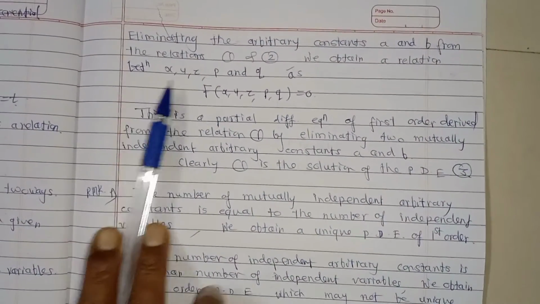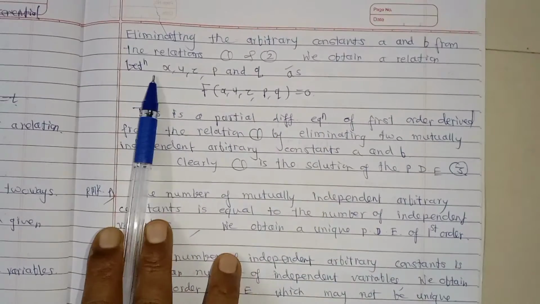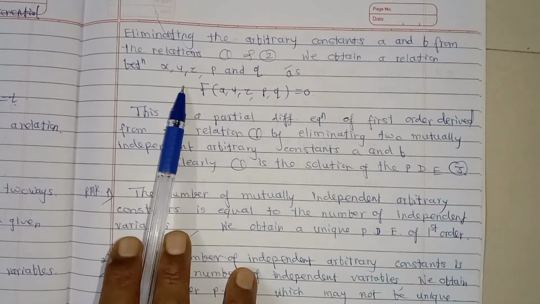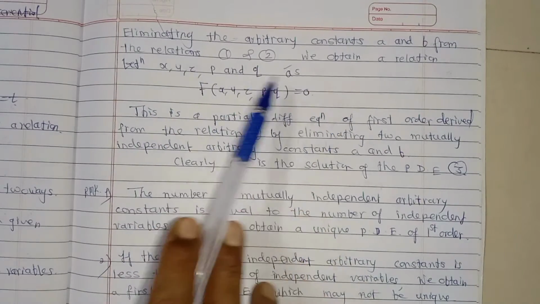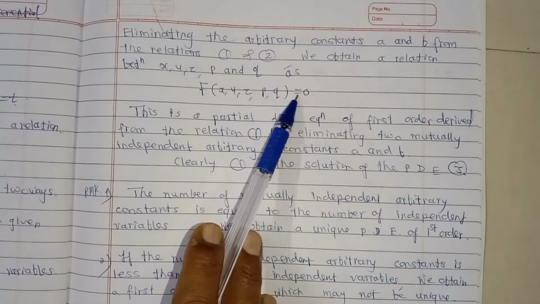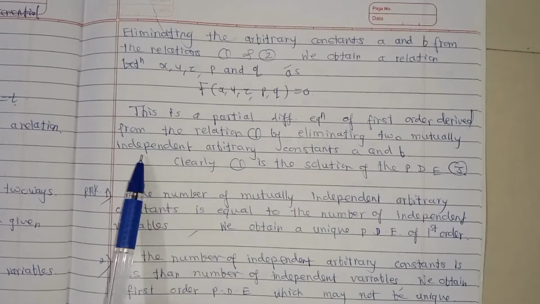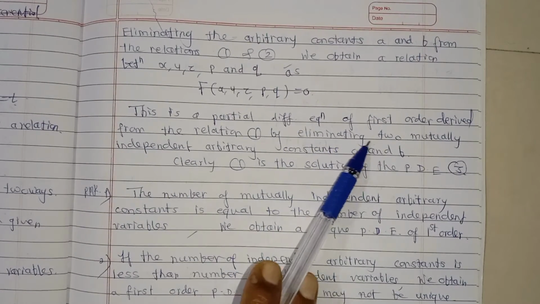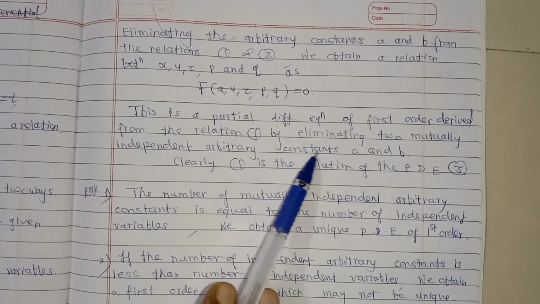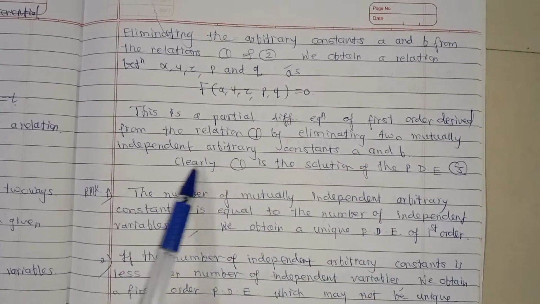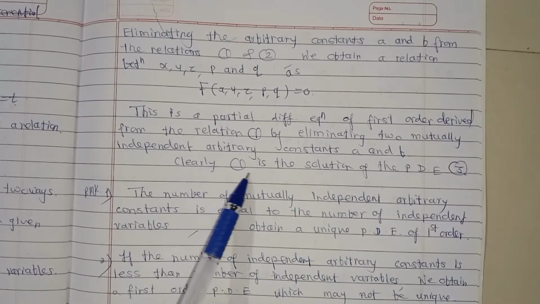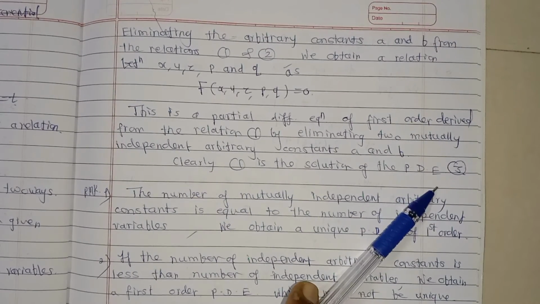Eliminating the arbitrary constants a and b from the relations 1 and 2, we can obtain a relation between x, y, z, p and q as f(x, y, z, p, q) = 0. This is a partial differential equation of first order derived from the relation 1 by eliminating two mutually independent arbitrary constants a and b. Clearly, 1 is the solution of partial differential equation 3.